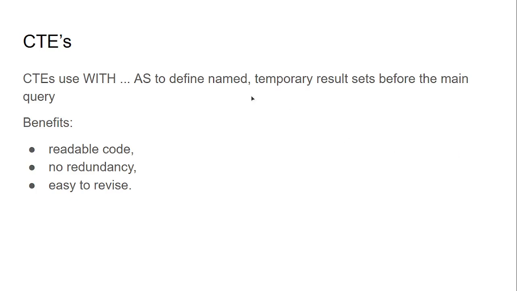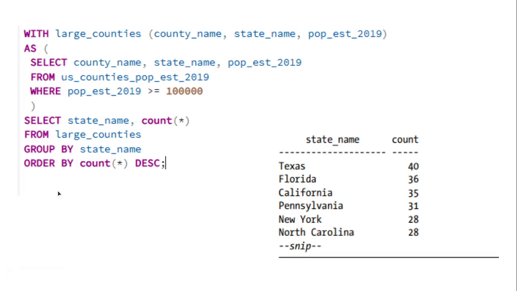Common table expressions. So that is CTEs. Common table expressions use WITH and AS to define named temporary result sets before the main query. So in essence, we are creating a temporary table that we can query data from. The benefits are that it creates readable code. You have no redundancy, like multiple or repeated select statements. And it's easy to revise, because when there's an error in our code, we are able to make changes quickly and find where the error is coming from.